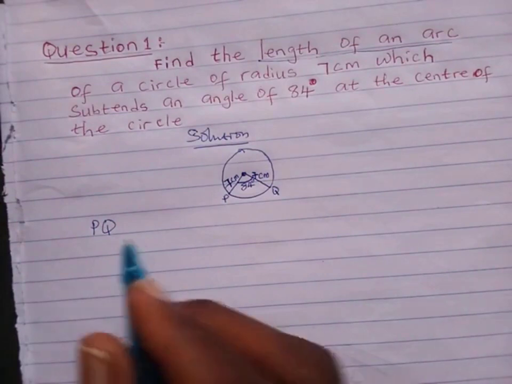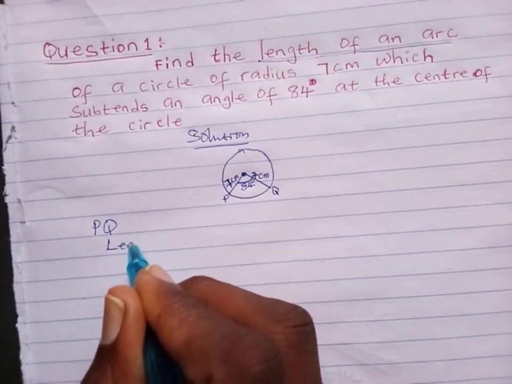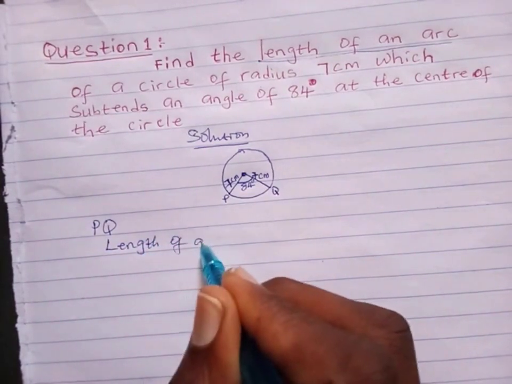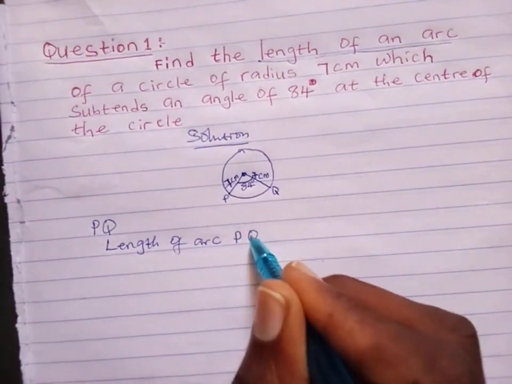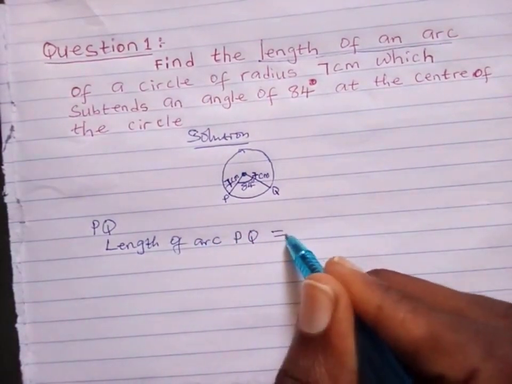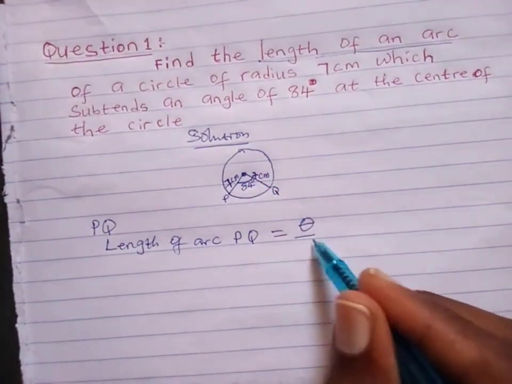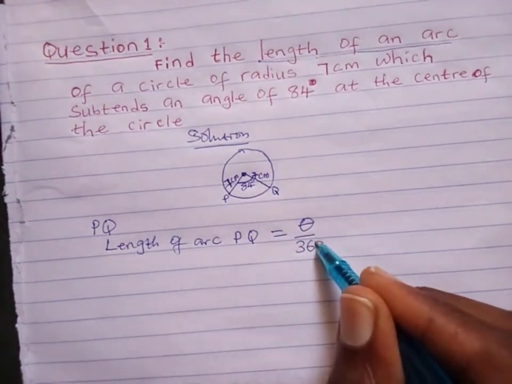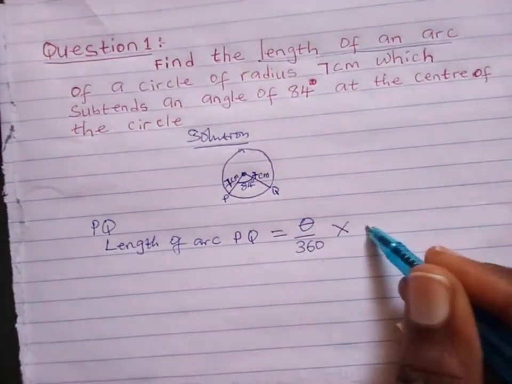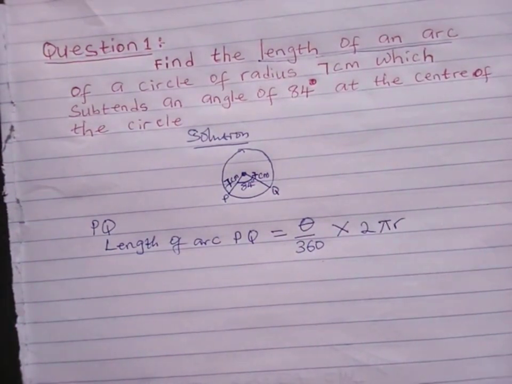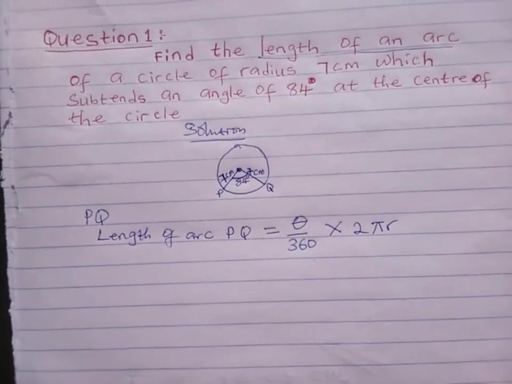Now, the length of this very arc, from the formula mathematically, length of arc PQ will be equal to theta, which is this very angle, over 360, which is the total angle in a circle, multiplied by the perimeter or the circumference of the circle, which is 2 pi r. Okay, so let's write out the parameters that are given in this question.